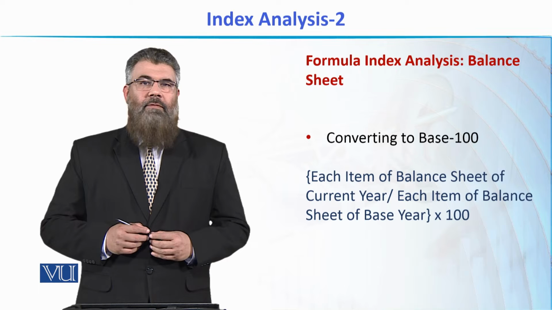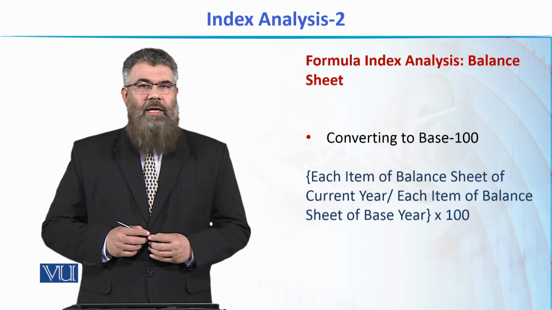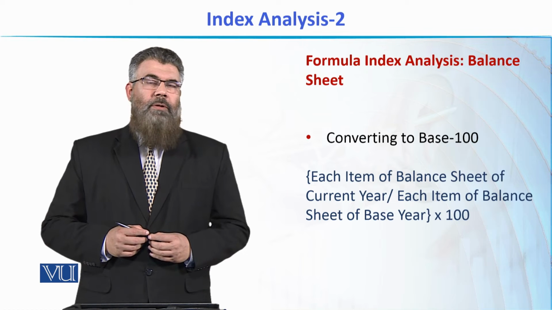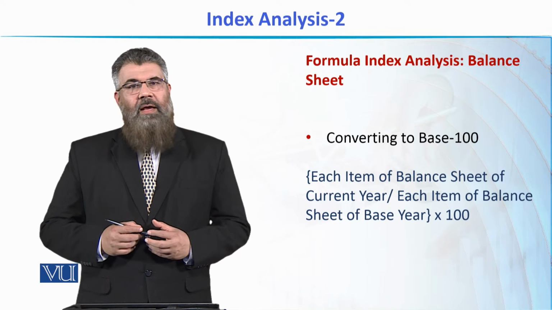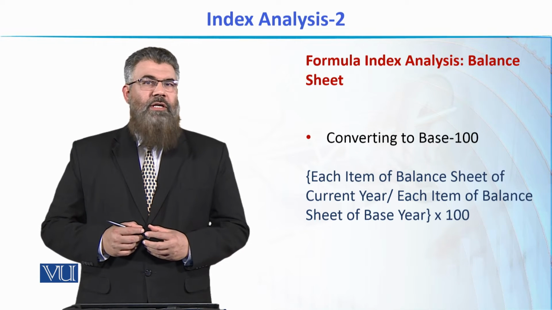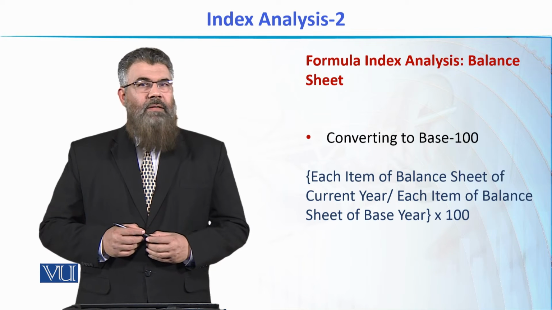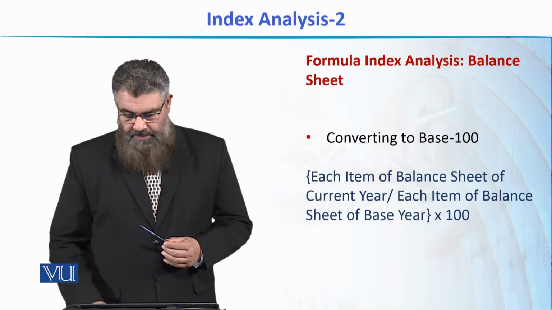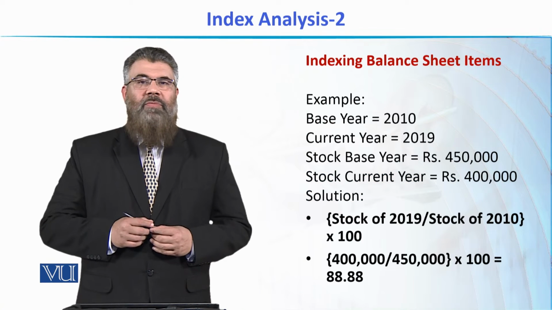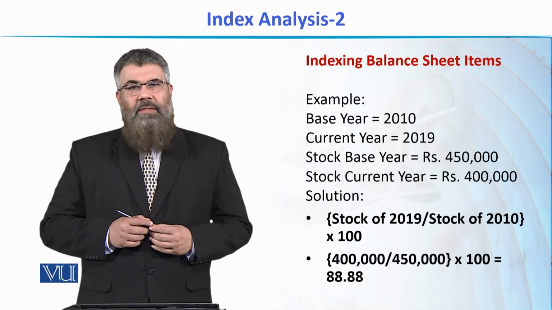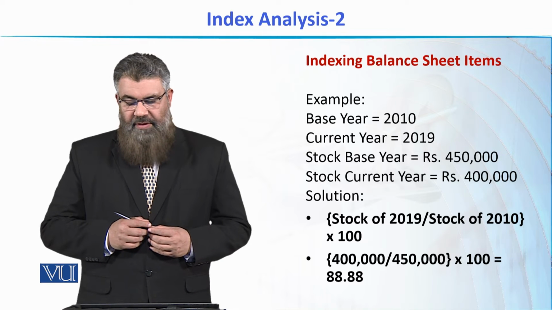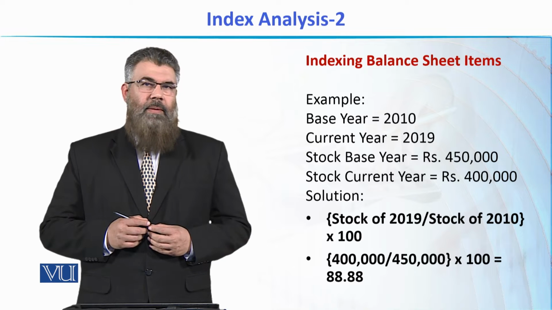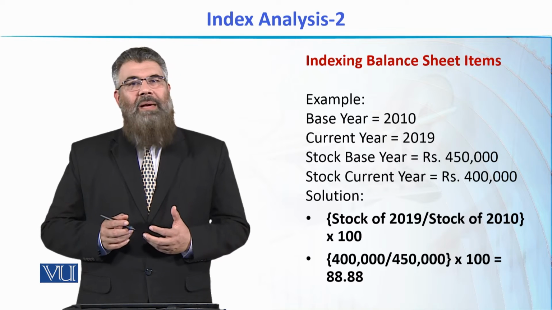The formula for calculating the indexed values of balance sheet is the same as that of profit and loss account, which means that we divide every item of balance sheet of the current year with the item of the balance sheet in the base year, and we multiply it by 100 in order to get the indexed value. Let's have a look at this example where we have got two values of stock in trade of a company, which is an item in the balance sheet.